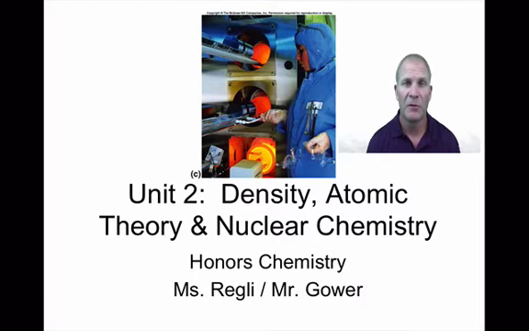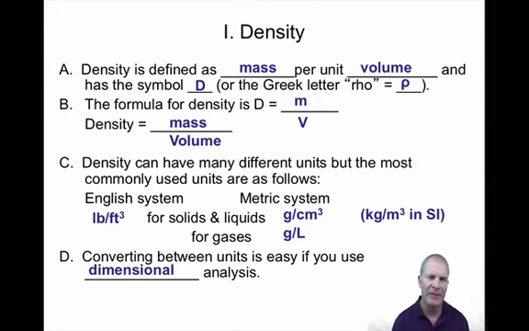Now moving into unit number 2, and this is density, the atomic theory, and nuclear chemistry. So first of all, density is defined as mass per unit volume. Again, D equals M over V. The symbol for density is capital D, or the Greek letter rho, which is a P that looks like the Phillies P from baseball. So density is mass over volume.